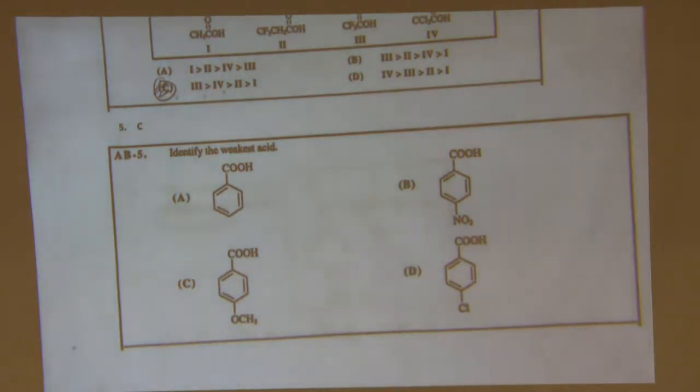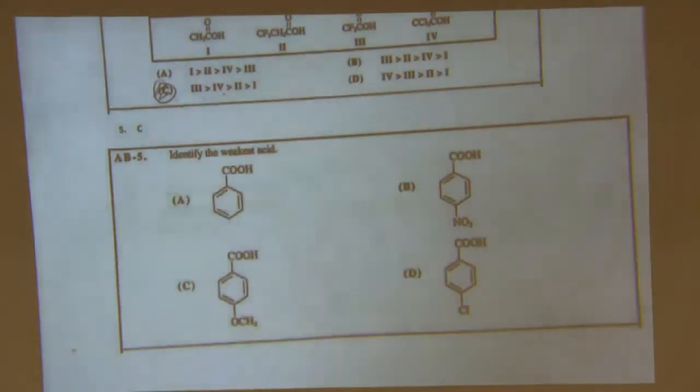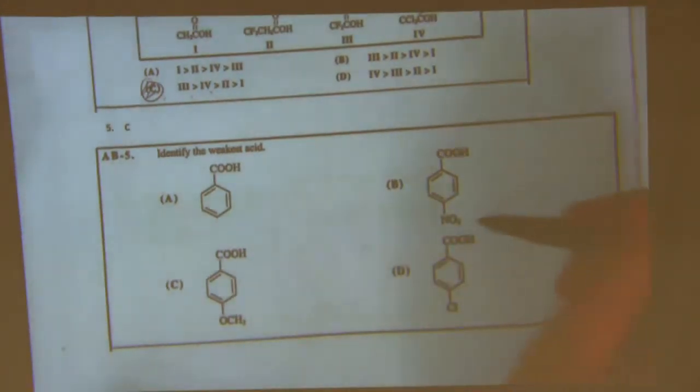Something that's withdrawing electrons from a negative charge is going to stabilize it, right? And something that's donating electrons to a negative charge is going to destabilize it. So when you're looking at these acids, the different substituents can help you decide which one's going to be stronger based on which one's going to have a more stable conjugate base. So for the first one, you have nothing on the ring, so it's just a regular carboxylic acid. For the second one, you have an NO2.